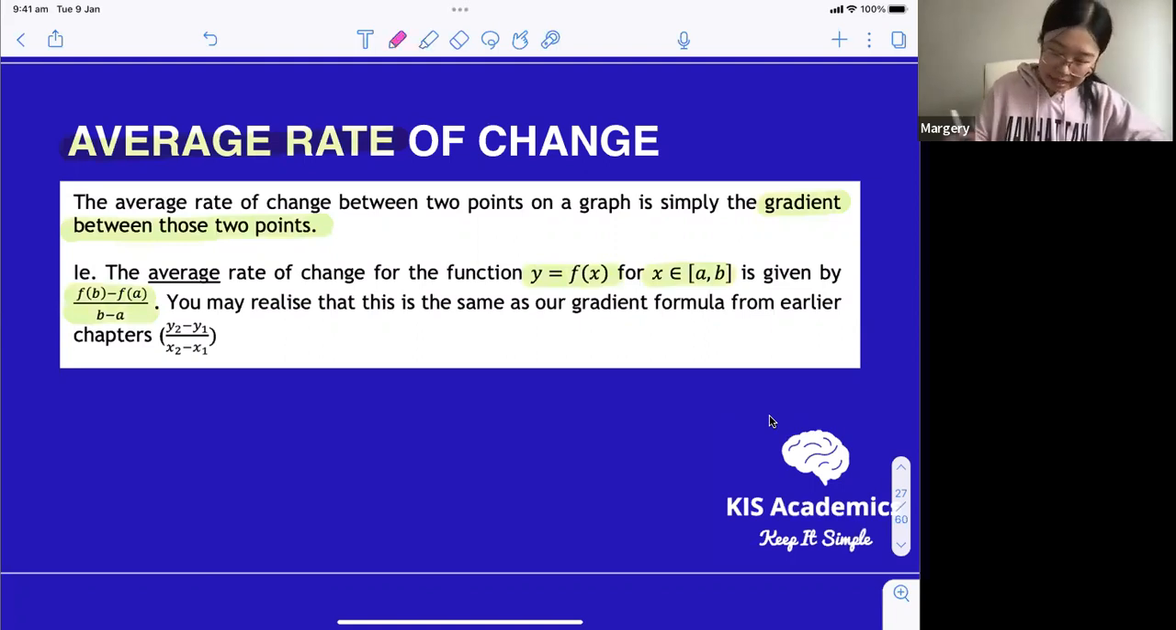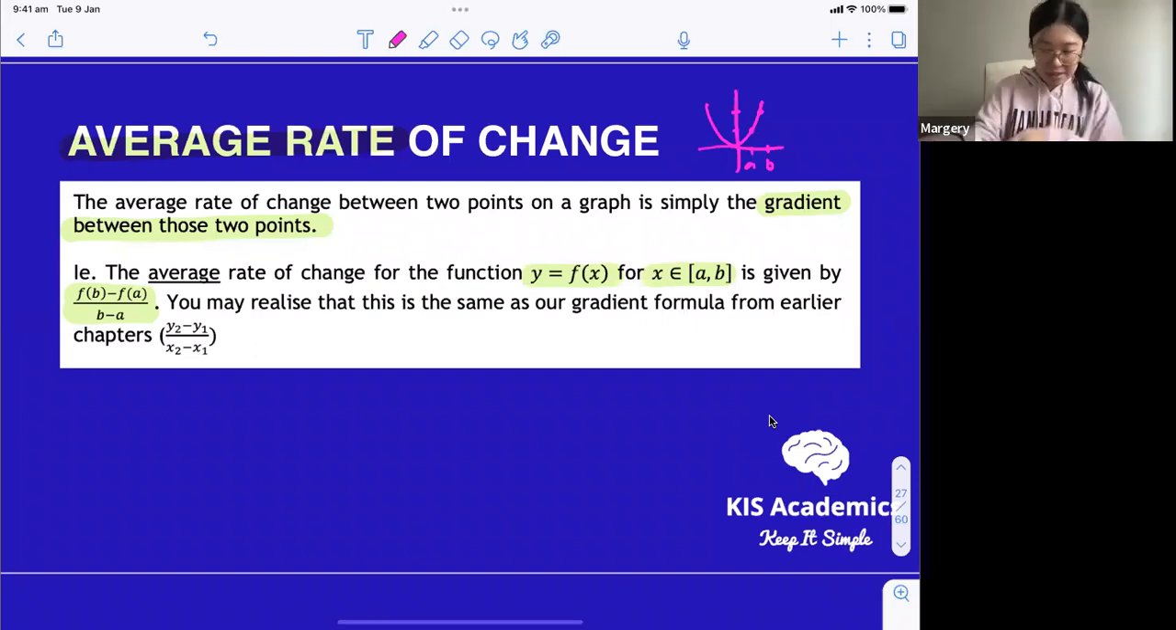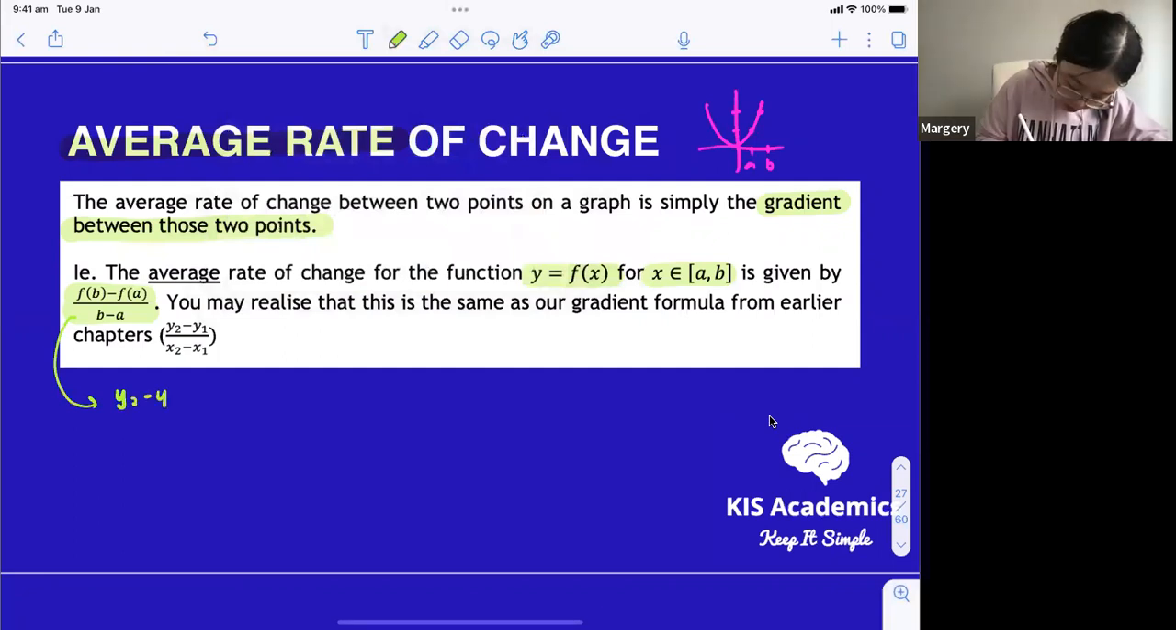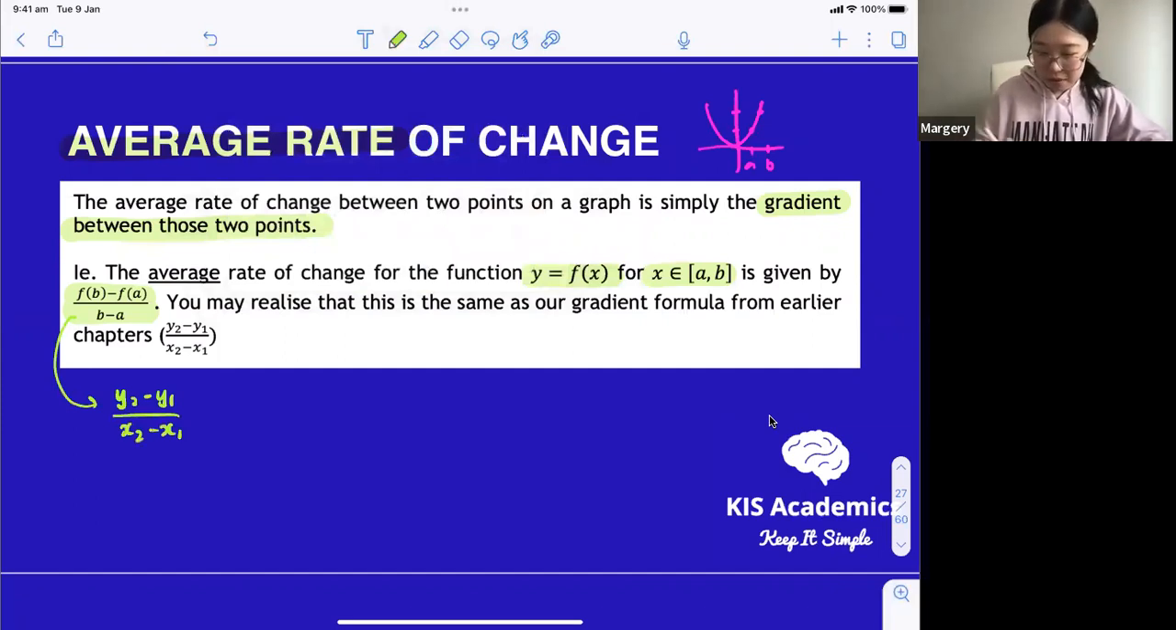So all this is really saying is that if I have a graph here where I've got a and b, and I want to find the average rate of change, I know that this is just my gradient. So it'll be f(b), which is the y value when I substitute in b, and f(a) is the y value when I substitute in a. So what I'm really using is the gradient formula. If you guys remember, we've got (y2 - y1) / (x2 - x1) as our gradient formula. And when we use this, we're able to find our average rate of change between 2 points.